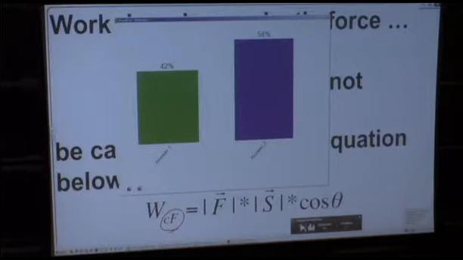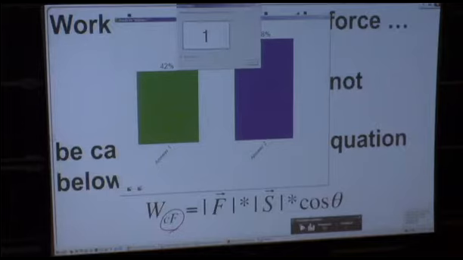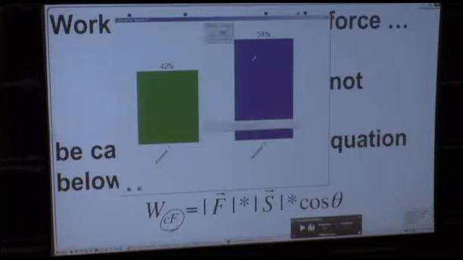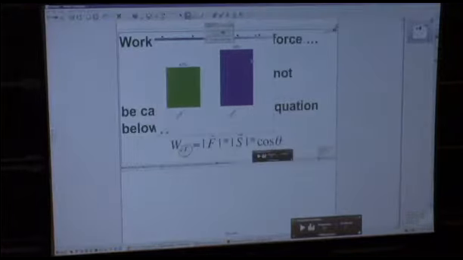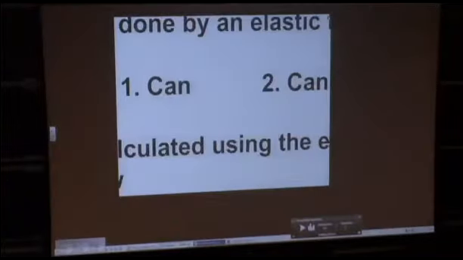So the force, the elastic force, the force which we generate in the spring depends on its length. So when we stretch or when we compress the spring, the force also changes. So it's not a constant force, and we cannot use that equation for the elastic force. Cannot. It violates the condition.